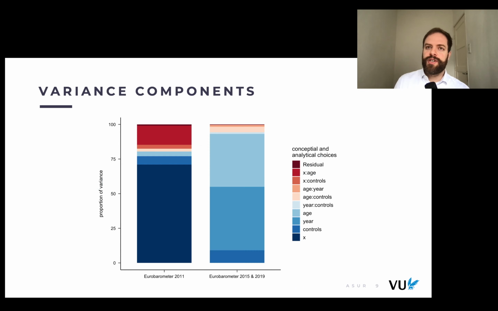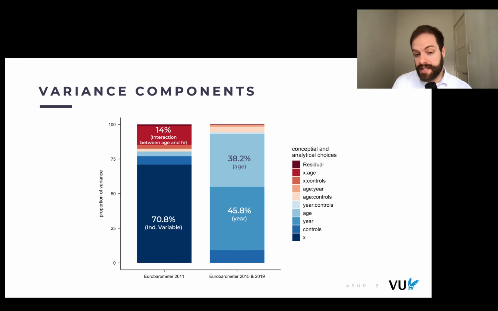Now, we can ask, for example, where does the variance in effect sizes across these specifications come from? In the first analysis, 71% of the variance in the effect sizes stems from using a different independent variable, so in other words, different types of measures for privacy concerns. In the second analysis, most of the variance stems from the different data collection points on the one hand, as well as from whether one looked at younger or older participants.